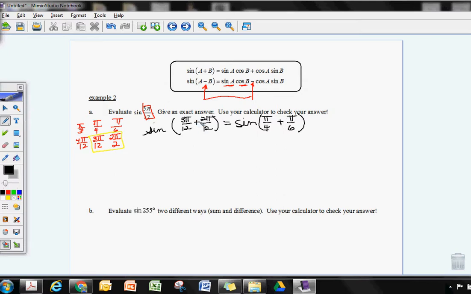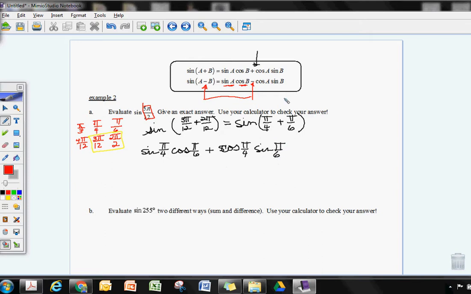This is a plus sign here. We're using this top formula. So all we're going to do is write it out. Sine at pi over 4 times cosine at pi over 6 is going to be added to the cosine of pi over 4 times the sine of pi over 6.